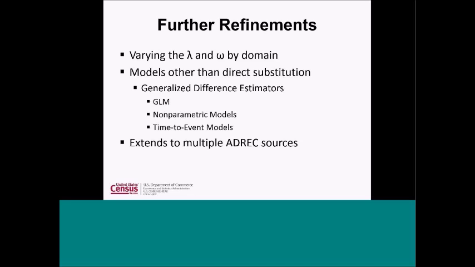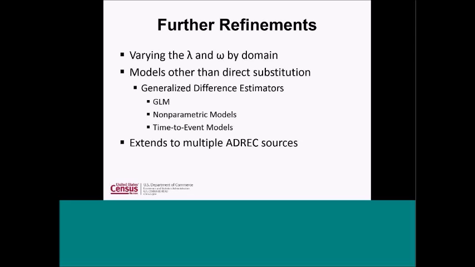Then also the model of the substitution. The administrative record does not necessarily have to be exactly measuring what the survey is measuring, or what your actual outcome is. And there's a bunch of work that generalizes the Gregg estimator. One, it could just be a more complex linear model than a direct substitution. But it also could be used to have the more generalized difference estimator.